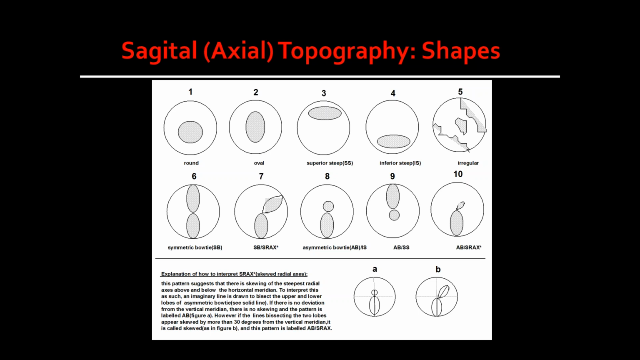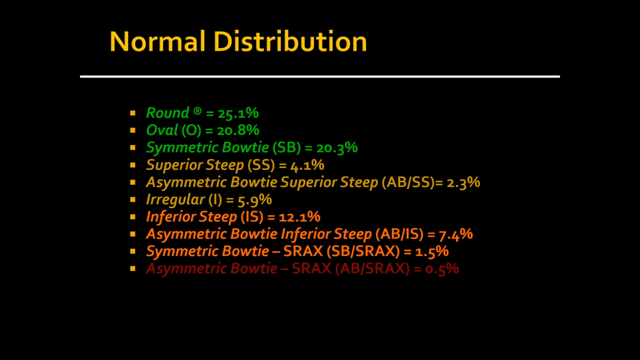So again, shape is crucial, and by choosing the proper shape, you can give a risk analysis to a patient on their chances of having a cornea that's either in the process of developing keratoconus or susceptible to keratoconus. So here is how we classify the risk of the 10 shapes. And you see here, they're numbered 1 to 10, from round on number 1 down to number 10 on the asymmetric bow tie with skewed radial axis.